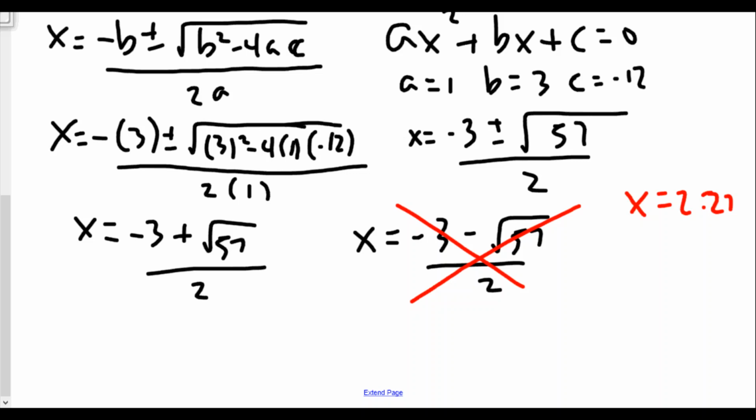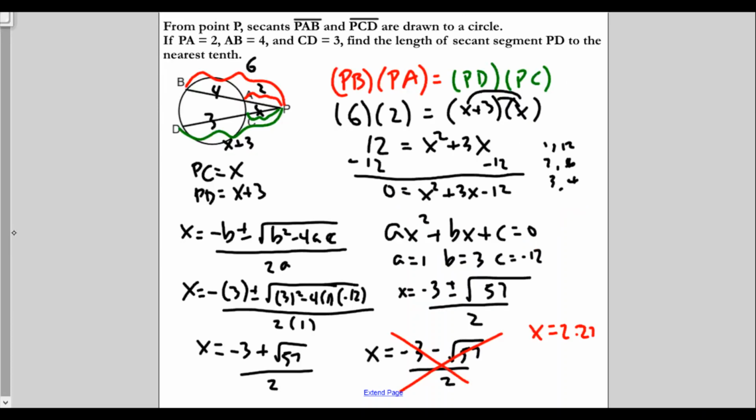Let's take a look. And so we're looking for the measure of PD. And PD, nope. We're looking for x plus 3. So PD is equal to 5.3. That's the answer we're looking for.